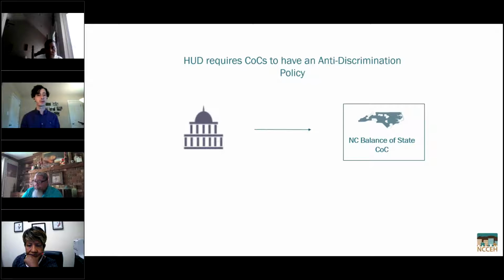So the policy is broken into several sections. We have equal access protections and procedures. We have an involuntary family separation policy, a faith-based activities policy, and a grievances and retaliation policy.